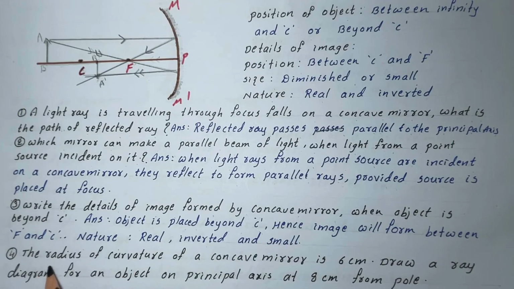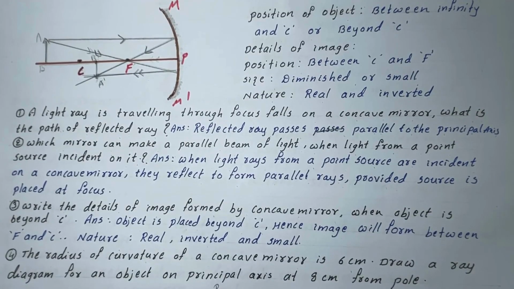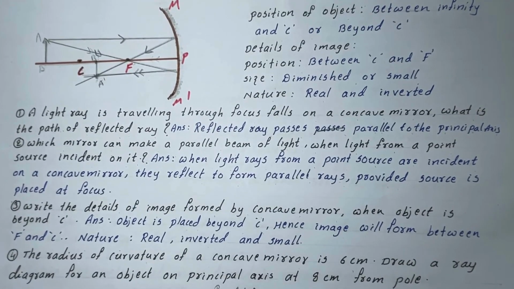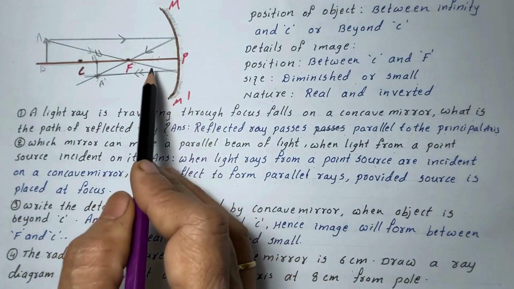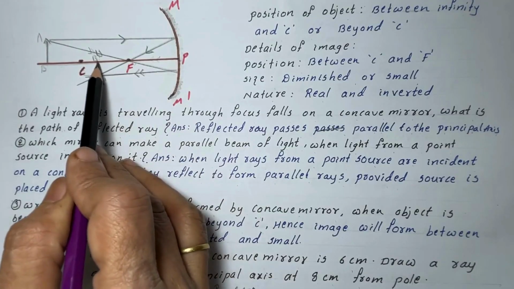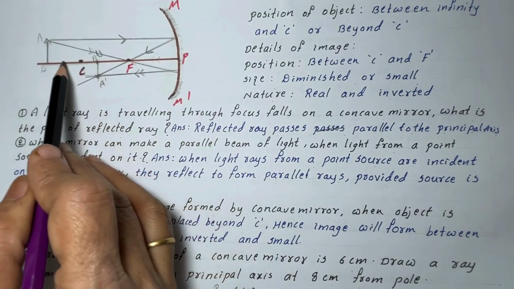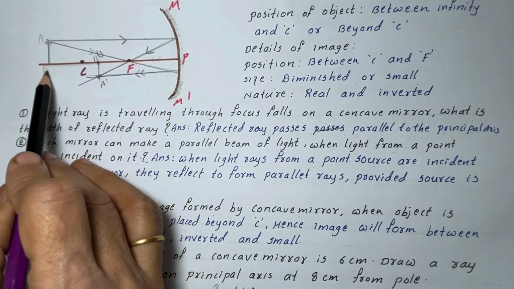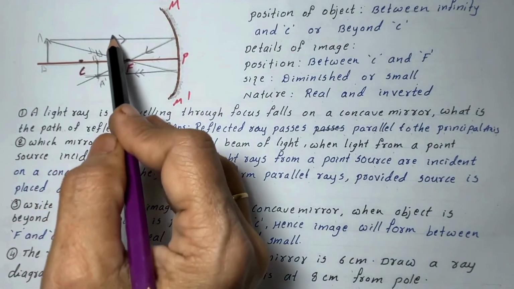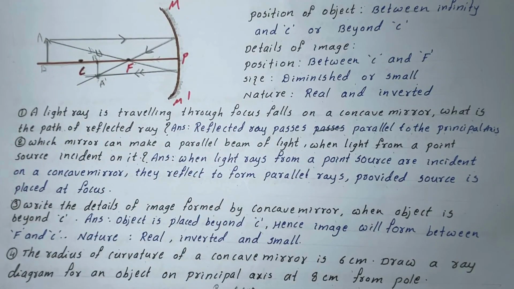Next question. The radius of curvature of a concave mirror is 6 centimeters. R is equal to 6 centimeters. Draw a ray diagram of an object on the principal axis at 8 centimeters from the pole. So this is 6 centimeters distance, but our object is kept at 8 centimeters. So that is behind C. So when the object is behind C, this is the ray diagram for our answer.